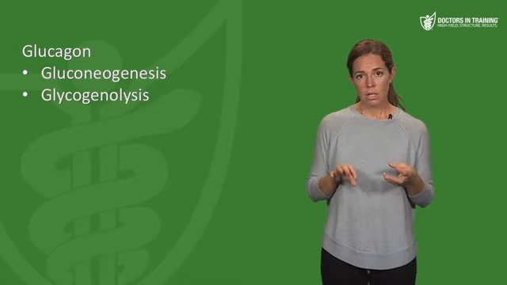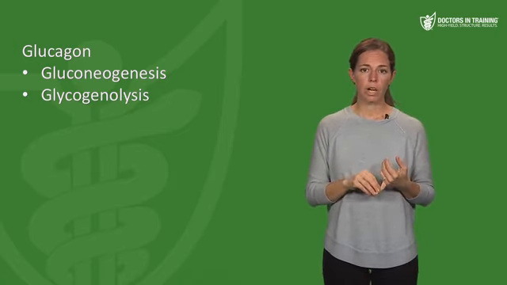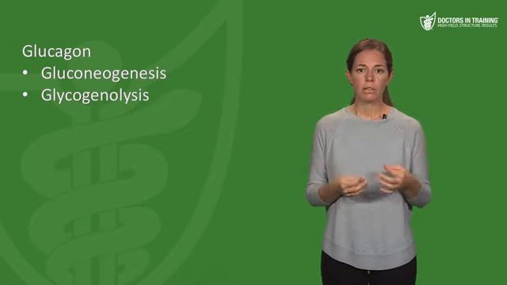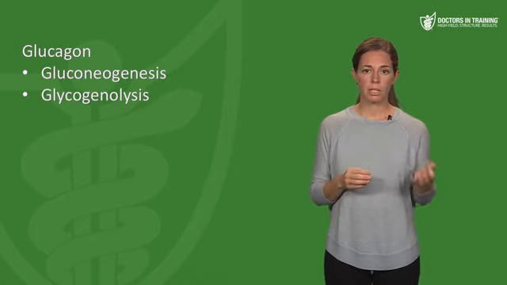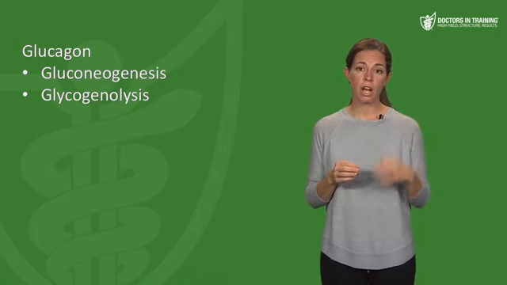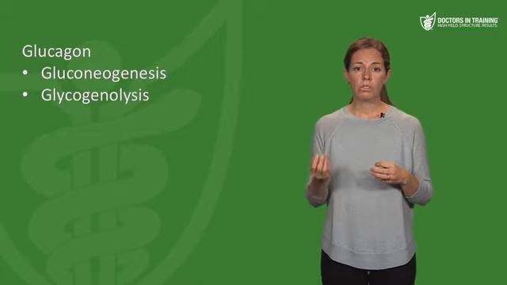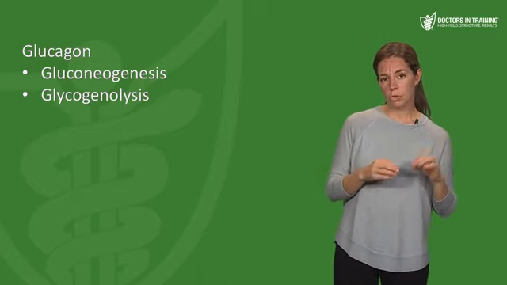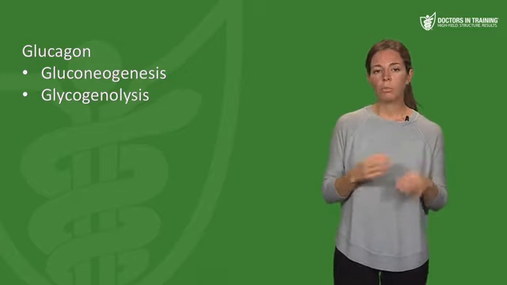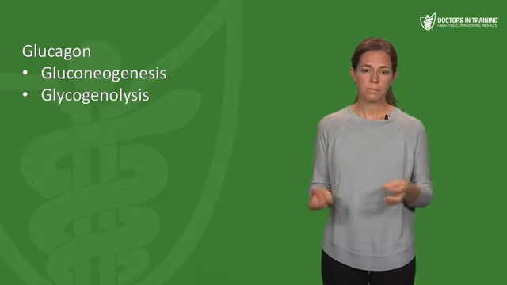So the pancreatic islets secrete glucagon when there's hypoglycemia, and glucagon raises blood sugar by stimulating gluconeogenesis and causing glycogenolysis. So you're making new glucose, and you're breaking down glucose that's been stored as glycogen in the liver. And you'll hear more about this in the biochem videos.